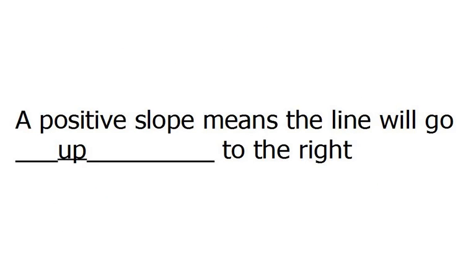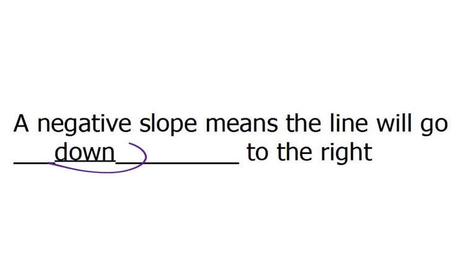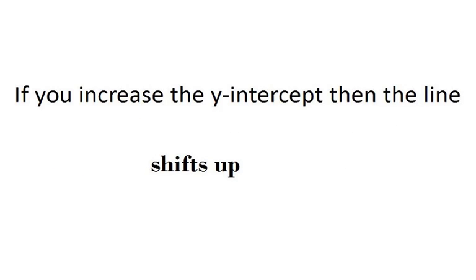A positive slope, we learned earlier this week, means that it's going to go up to the right. A negative slope means that your line is going to go down to the right. We learned this on Monday.